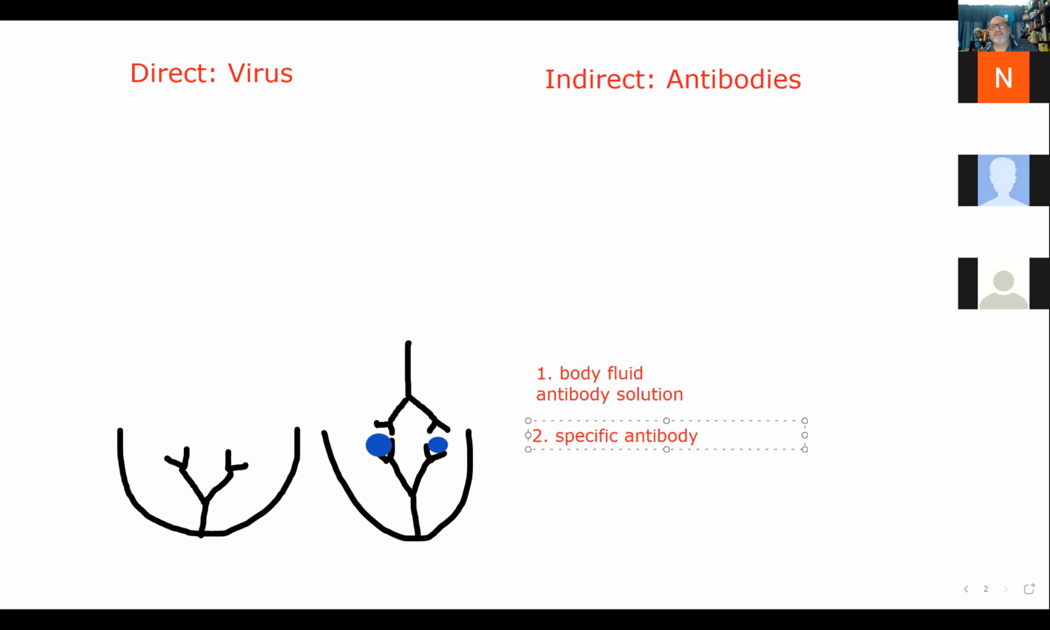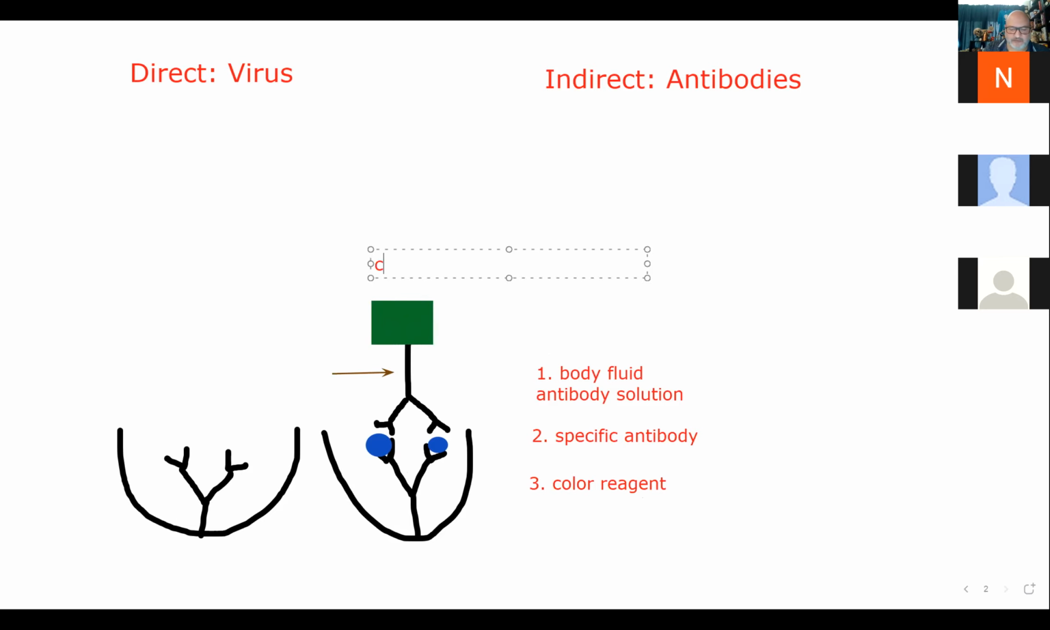The reason we do this is that this portion of the antibody right here is a constant region that is always the same in all antibodies. So the third thing we add is a color reagent. The color reagent is specifically able to bind to that constant region of the antibody, and when it binds, that reaction causes a color.